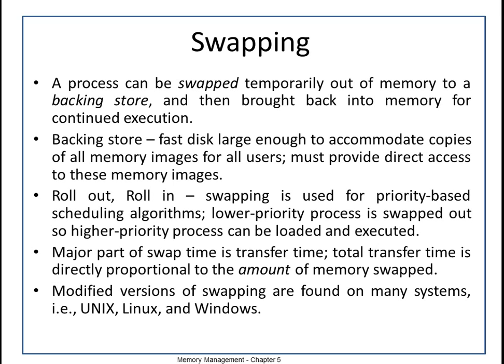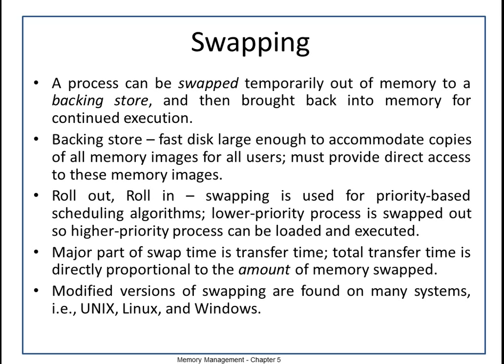A process can be swapped temporarily out of memory to a backing storage, means to the secondary storage, and then brought back into the main memory for the execution. The backing storage, which is the secondary memory, is a fast large disk which is enough to accommodate the copies of all memory images for all users. It must provide direct access to these memory images.